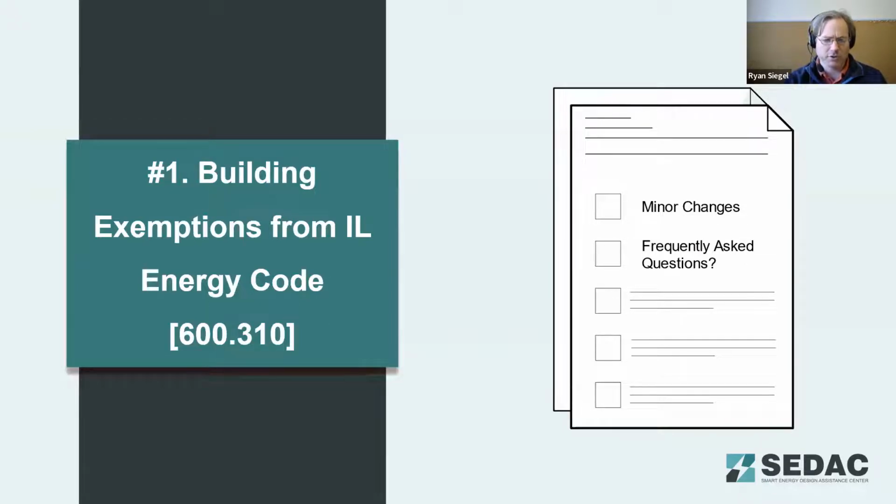So first, looking at buildings that are exempt from the Illinois Energy Code. The Illinois Energy Conservation Code is based on the International Energy Conservation Code. So when someone says IECC, that could be either the International or the Illinois. But the International Energy Conservation Code is not adopted by itself. It is adopted as part of the Illinois Energy Conservation Code.